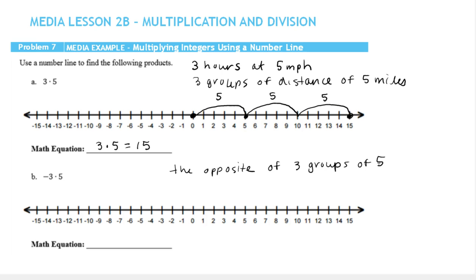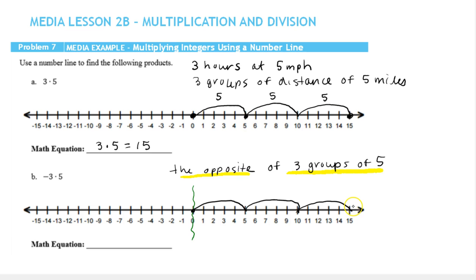Okay, so let's see how we do this on the number line. So remember, we're going to start with the 3 groups of 5, and then at the end we take the opposite. So it's going to start just like this. We start at 0. We go to 5. That's 1 group of 5, 2 groups of 5, 3 groups of 5. Now I'm going to make our reflection lines. Remember how we did this in a previous lesson? We said taking the opposite on a number line is reflecting the number over the number line an equal distance to the number. So right now we're 15 away from 0.